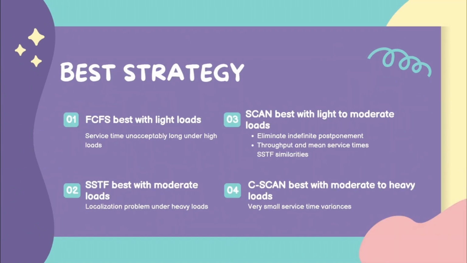The last, as the best strategy to implement all these algorithms: FCFS is best with light loads, as service time becomes unacceptably long under high loads. SSTF is best with moderate loads, as there is a localization problem under heavy loads. SCAN is best with light to moderate loads, as it eliminates indefinite postponement, and its throughput and mean service time are similar to SSTF. And the last, C-SCAN is best with moderate to heavy loads, as the service time variance is very small.